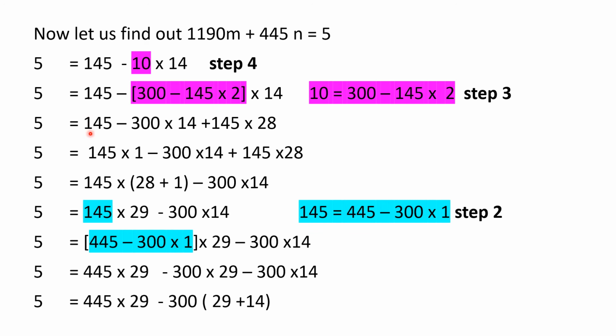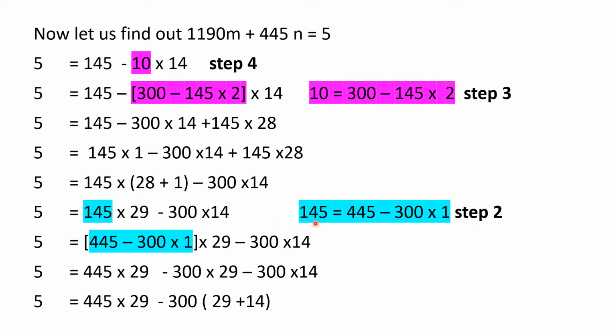Now this can be written as 145 minus 300 into 14. This minus into minus gives plus 145 into 28. So 145 can be written as 145 into 1 minus 300 into 14 plus 145 into 28. Now what we have to do, 145 into 28 plus 1. What is 28 plus 1? 29, because here 28 145s are there. So 29 into 145 minus 300 into 14.